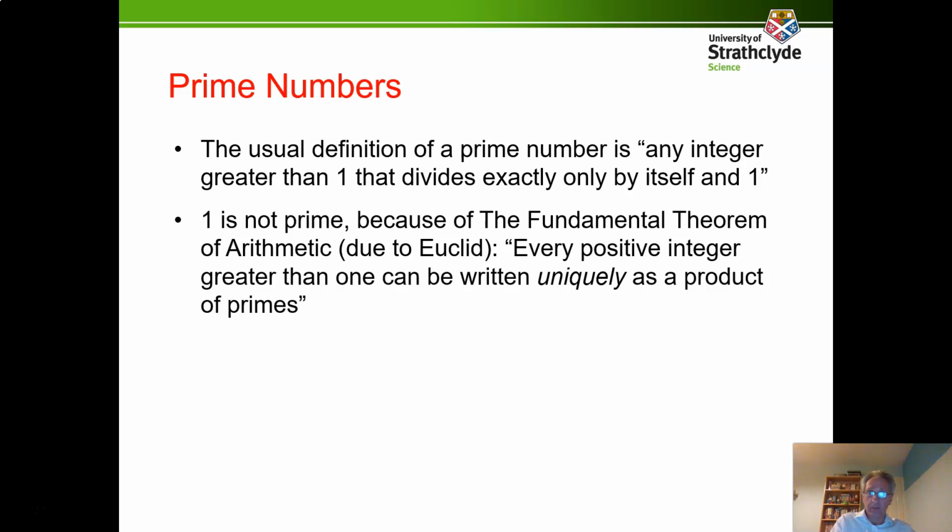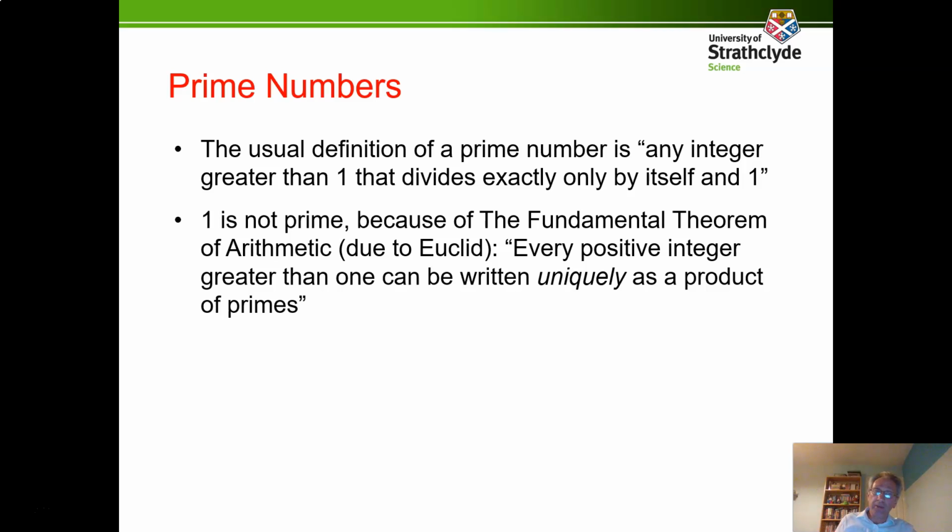Euclid told us, he was a clever chap, that every positive integer greater than 1 can be written uniquely as the product of prime numbers. So prime numbers are really these kind of building blocks that you can make other numbers out of. So for example, if we take the number 12, the building blocks of 12 are 2, 2 and 3. That's the unique way of expressing 12. You multiply 2, 2 and 3 together, then you get 12. And the prime numbers are the building blocks that you need in order to make this happen.